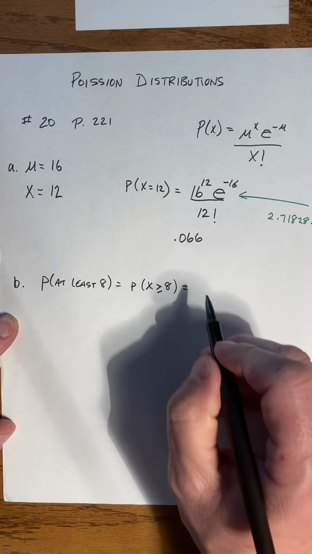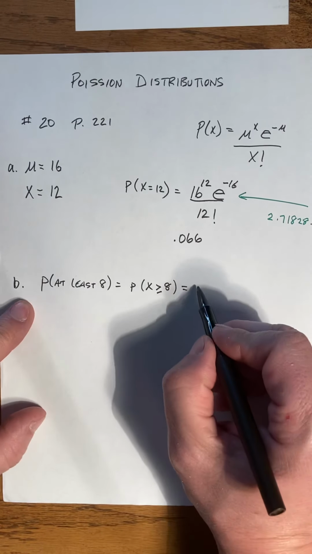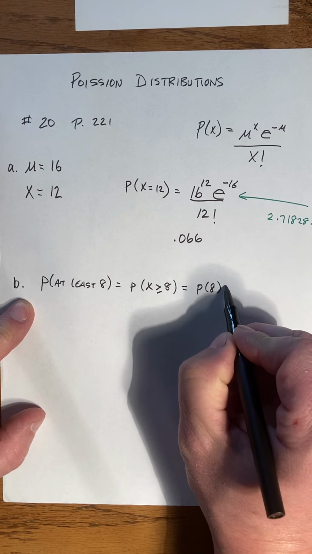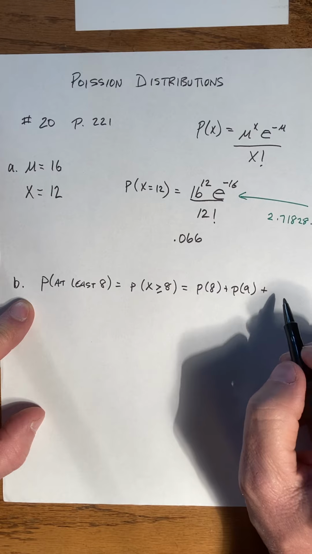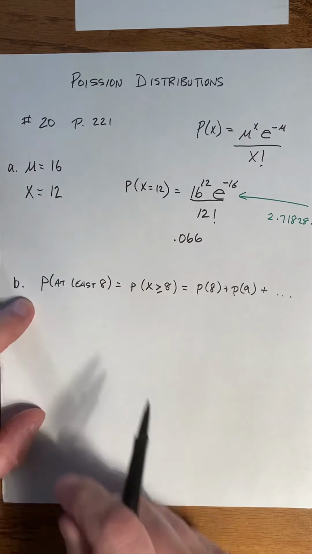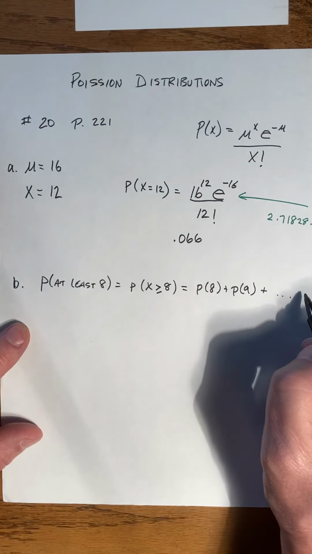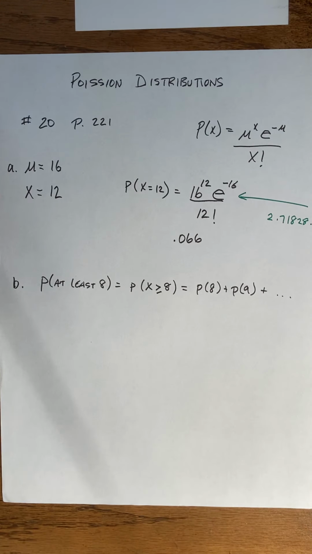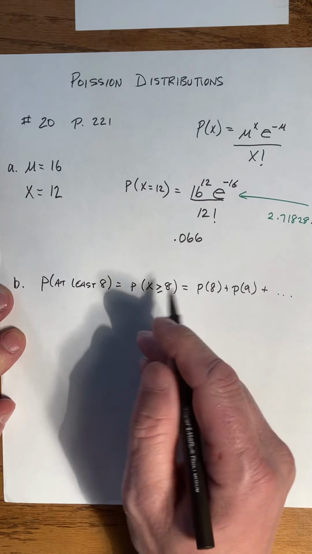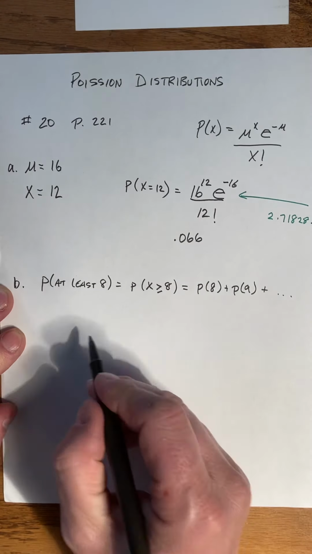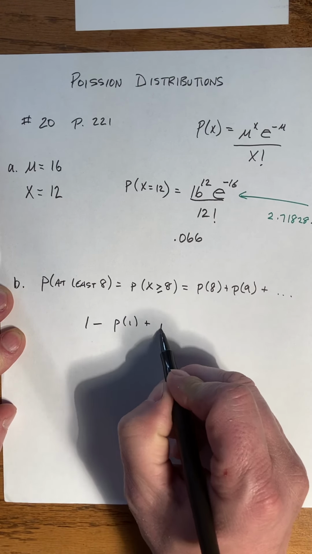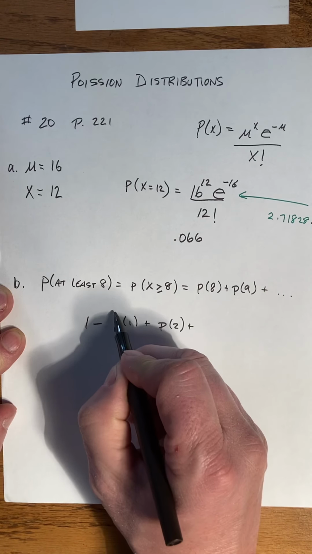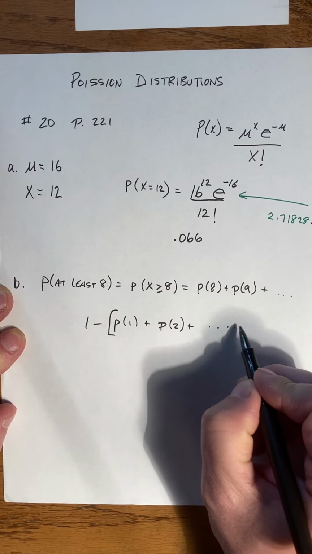So this is actually the probability of 8 plus the probability of 9 plus the probability of 10 plus the probability all the way up to 16, right? So at least 8 could mean on and on, it could be 100. The other thing we could do is go 1 minus the probability of 1 plus the probability of 2 all the way up to the probability of 7.